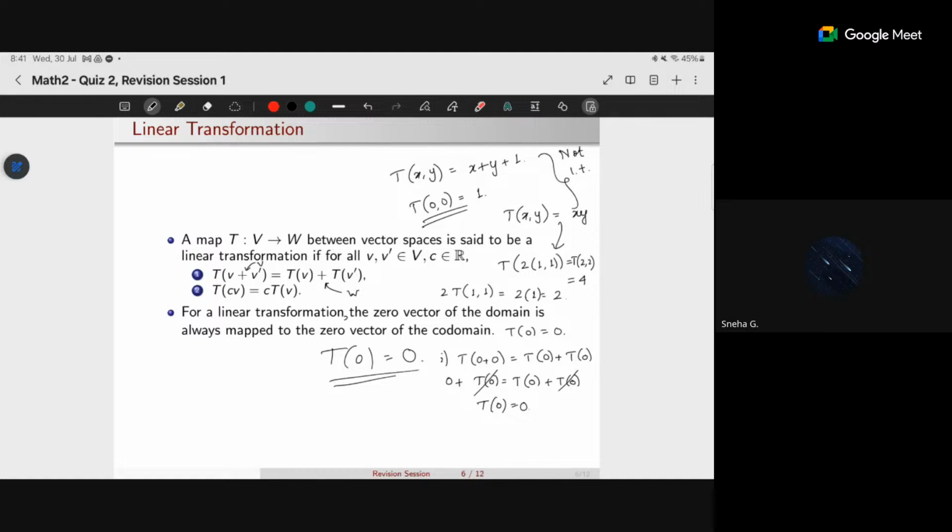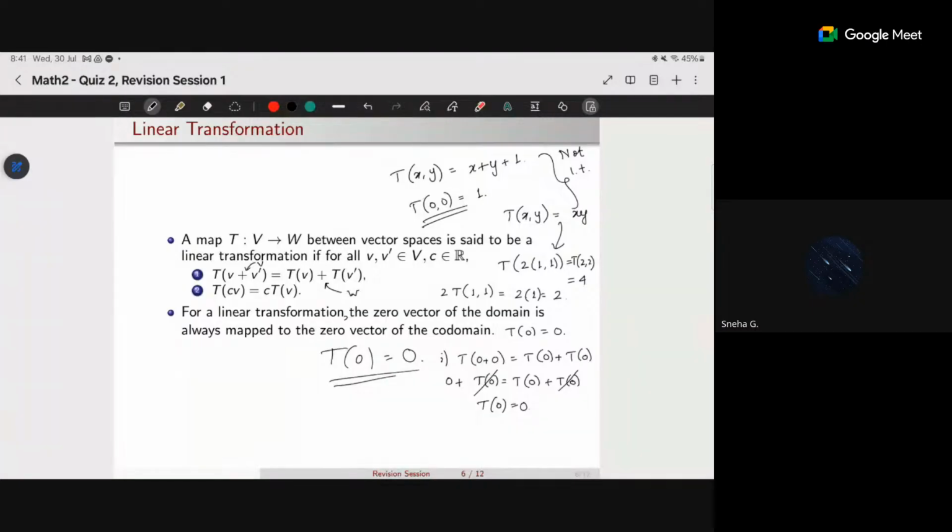Yes, there was some other doubt. Sir, does the linear transformation have anything to do with one-one and onto? Like, does a linear transformation have to be a one-one map? No. A linear transformation as it is need not be one-one or onto.